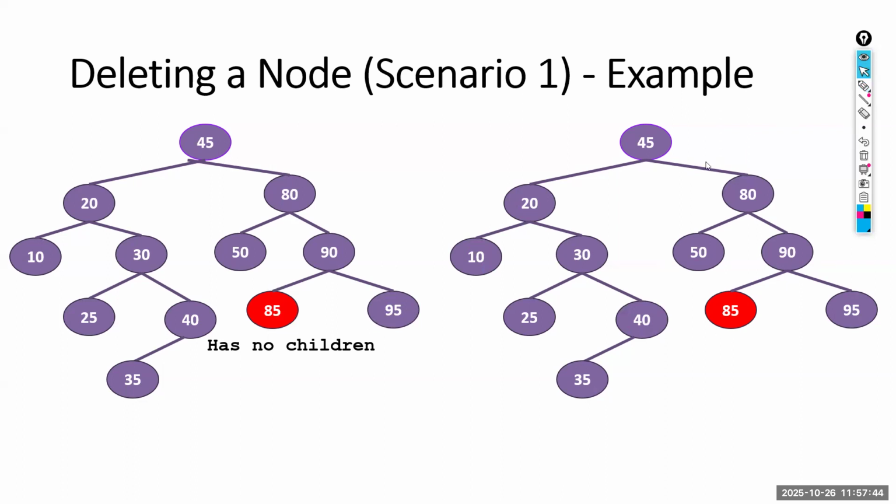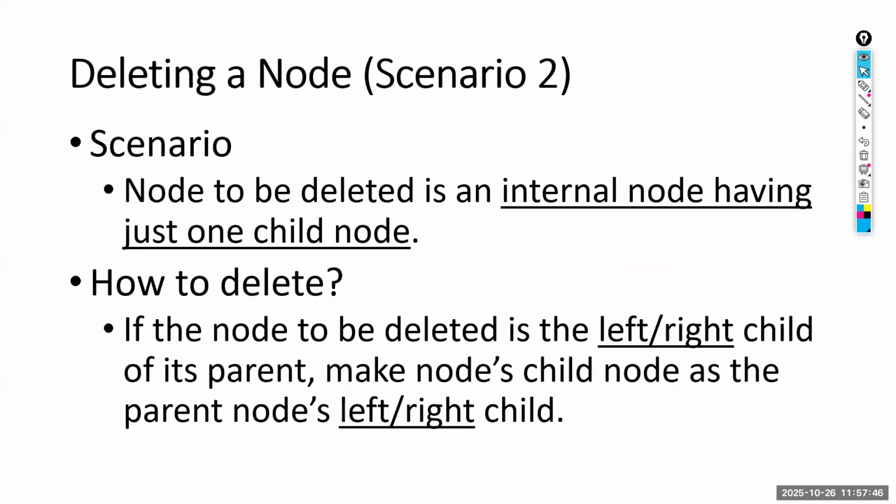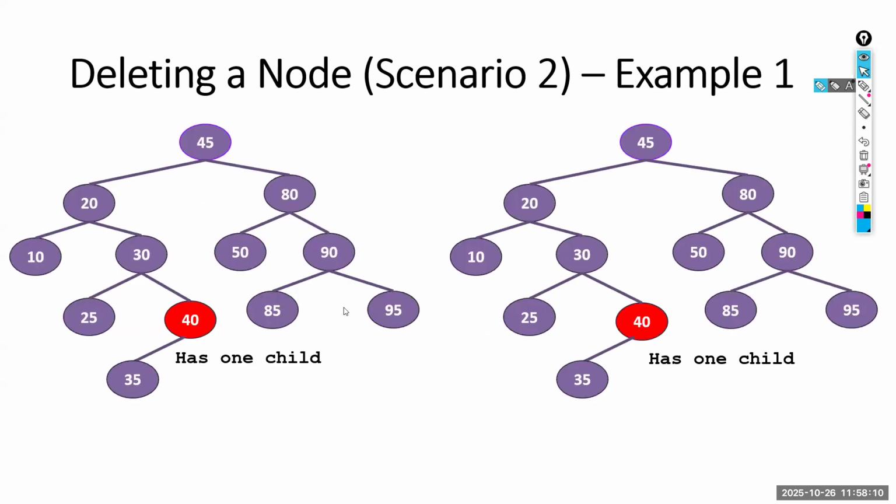So the second scenario, the node to be deleted is an internal node that is not a leaf node, but that node has only one child. That means that child can have other children and so on, but you have only one path. That is also not difficult to handle. How to do that?